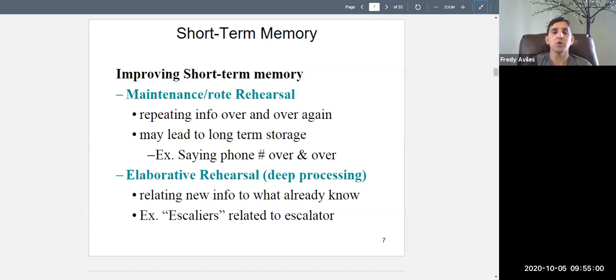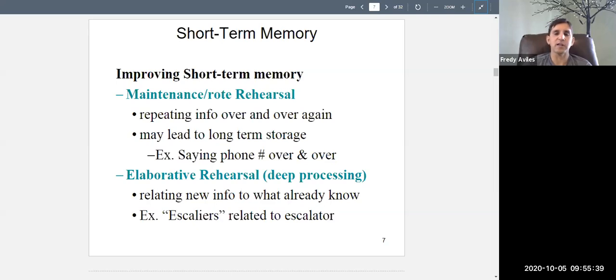There is a better strategy called elaborative rehearsal or deep processing. That is when you think about the information deeply, when you relate the information to something you already know, like escaliers. If you need to learn the word escaliers, which is a French word, if you know it is related to escalator, it looks like escalator, then you can learn that word instantly. Escaliers really means stairs. Well, that escalator that moves up and down by itself has stairs too. It has those steps. So now that you've connected those two things, you can remember the word escaliers.